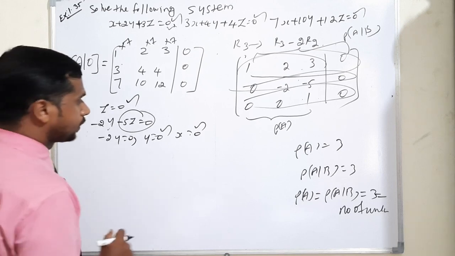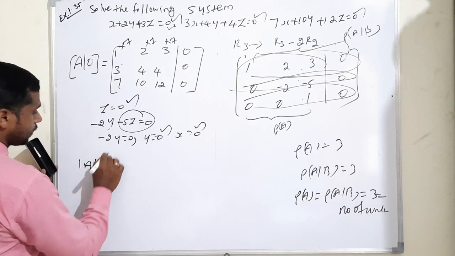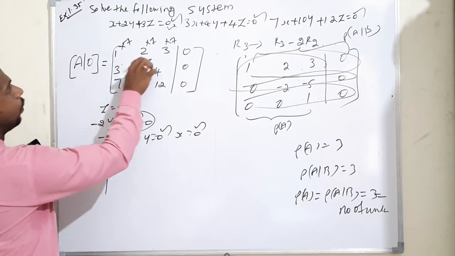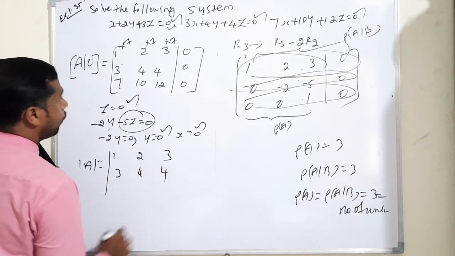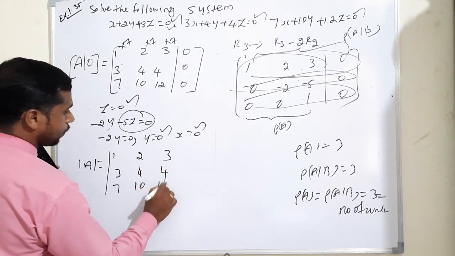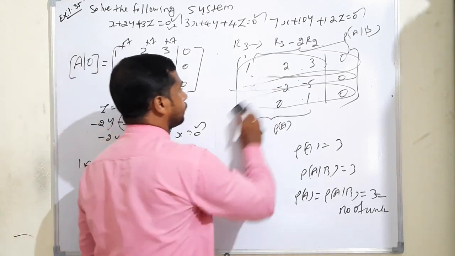Then moving to the last condition, what did I say? A inverse exists. First we try to find the determinant of A. Determinant A is 1, 2, 3; 3, 4, 4; 7, 10, 12. The sign convention is plus, minus, plus. What will happen?